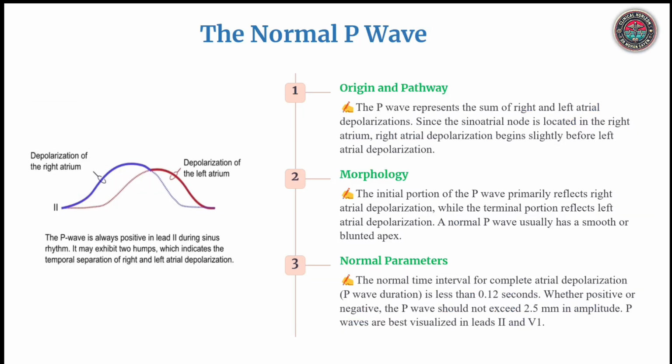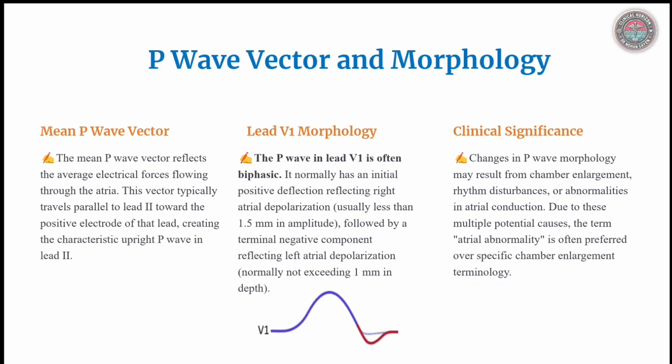The normal P wave. The P wave represents atrial depolarization, with its initial portion reflecting right atrial activity and terminal portion reflecting left atrial activity. A normal P wave is smooth, less than 0.12 seconds in duration, and less than 2.5 mm in amplitude. The mean P wave vector follows a normal right-to-left atrial depolarization pathway, creating an upright P wave in lead 2. In lead V1, the P wave is typically biphasic, reflecting both atria. Changes in morphology may indicate atrial enlargement or conduction disturbances.